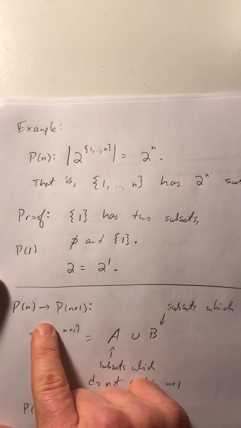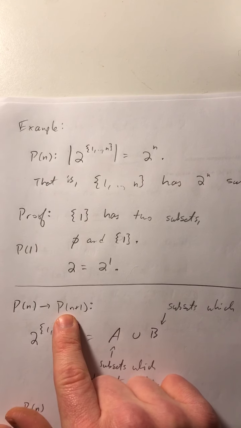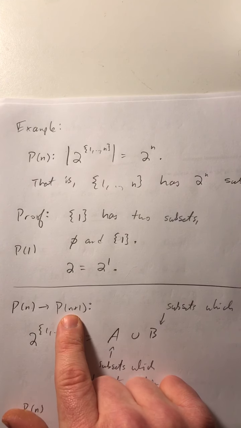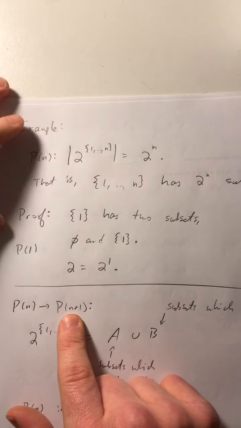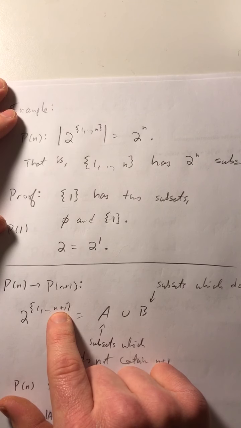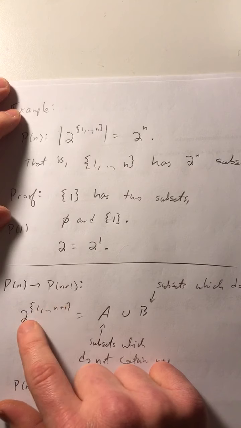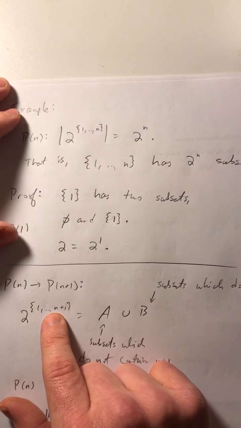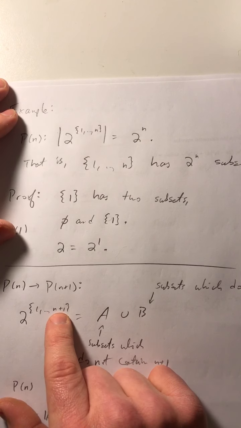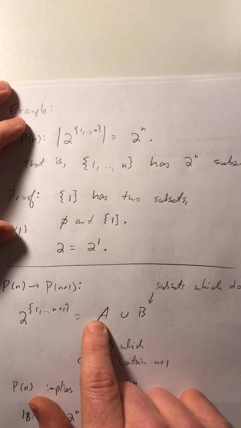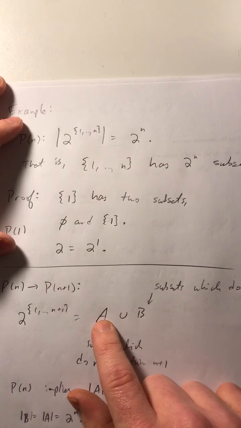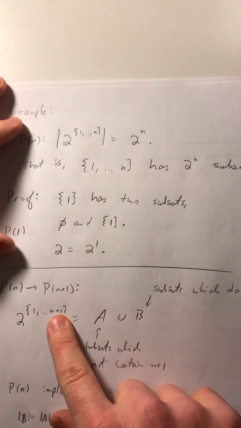So now I want to prove that P of n implies P of n plus 1. And here I'm going to leave out a little bit of detail, and we will talk more about this when we get to the counting section, which is chapter 6. Okay, so I'm going to take the power set of the set 1, 2, 3 up to n plus 1. The power set is the set of all subsets. I can split those subsets into two groups. I can look at the sets which do not contain n plus 1 and call that A, and the sets which do contain n plus 1, and I'll call that B. So A is just the set of all subsets which don't contain n plus 1.